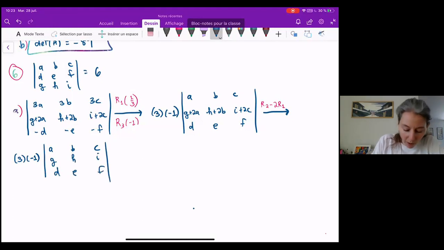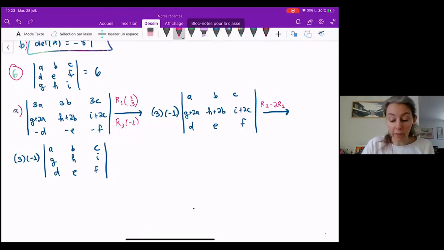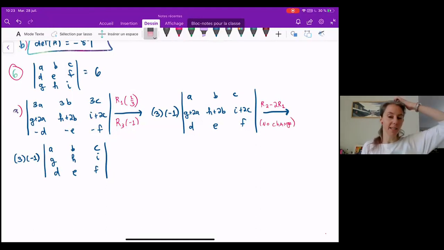And did that row operation change the determinant? No. So we should make a note of that. You can't just do it and not tell me what's happening. Tell me what's happening, right? No change. Be like, oh, hey, I know that row operation doesn't change my determinant, so I'm going to tell my teacher so that she knows I know.